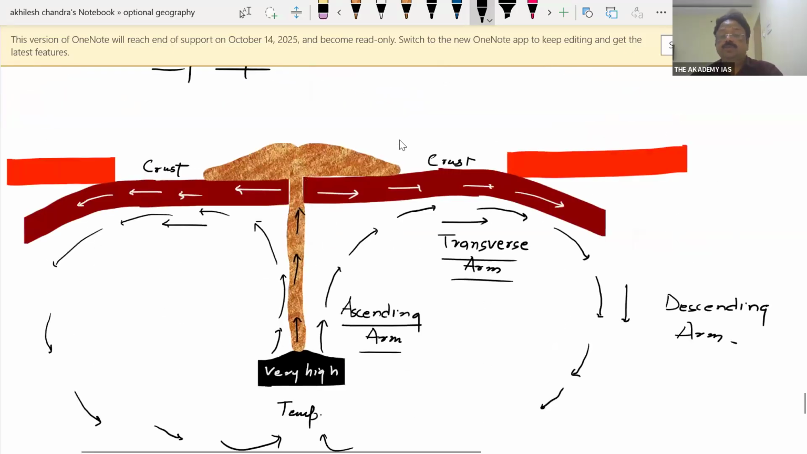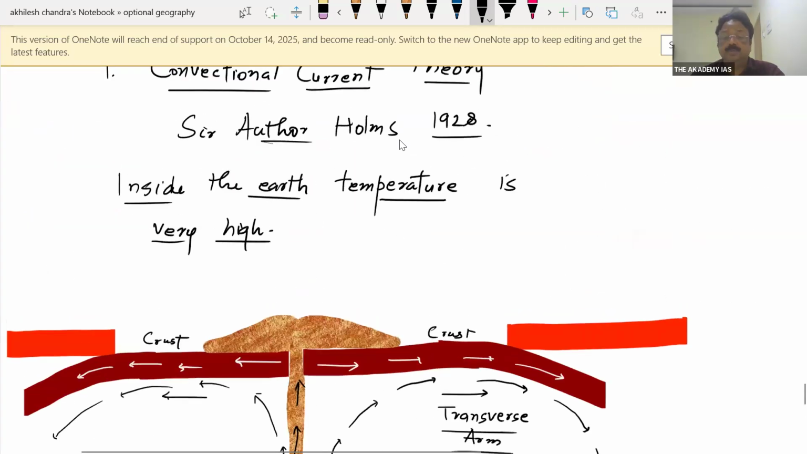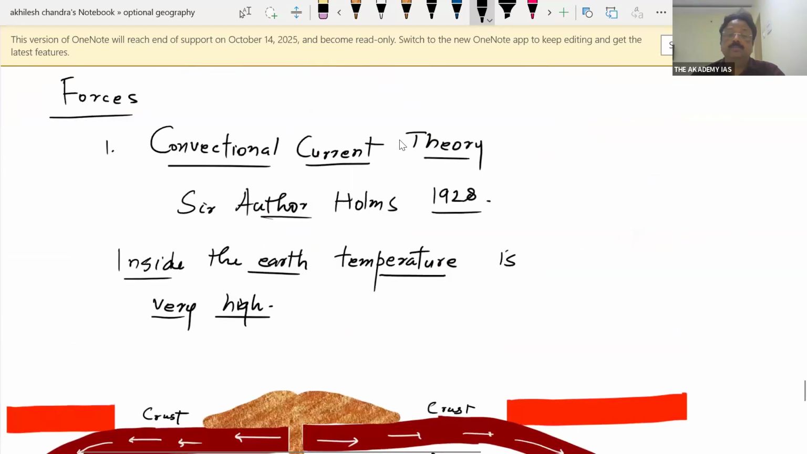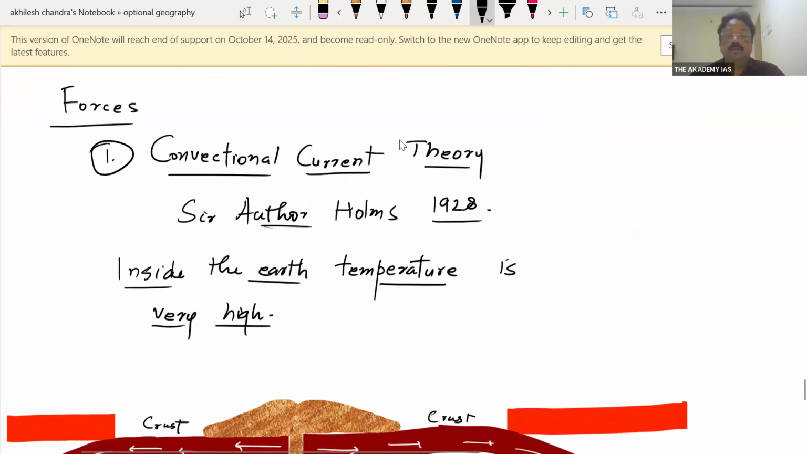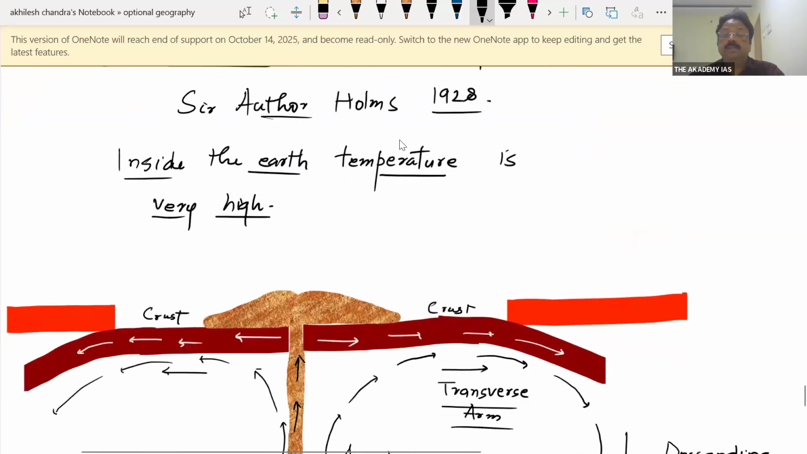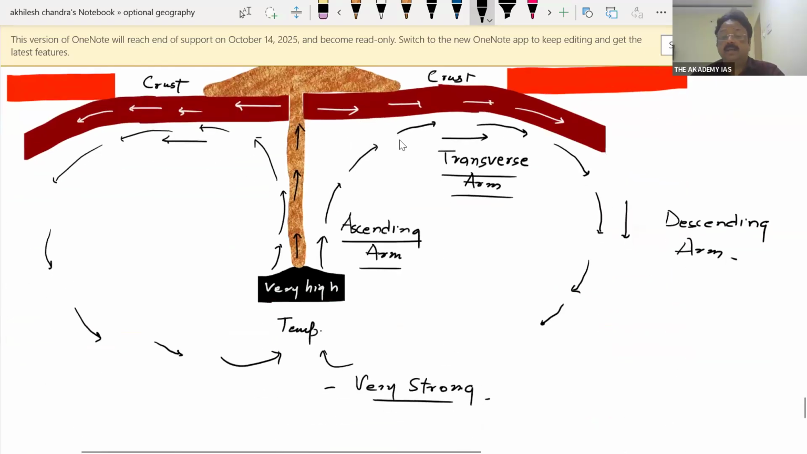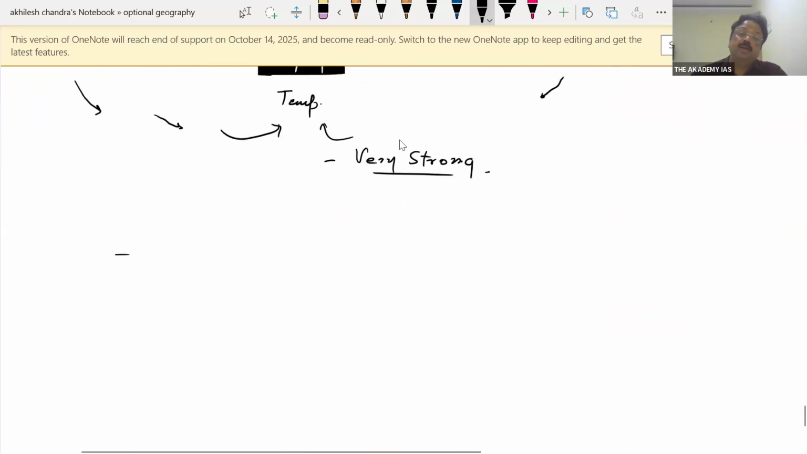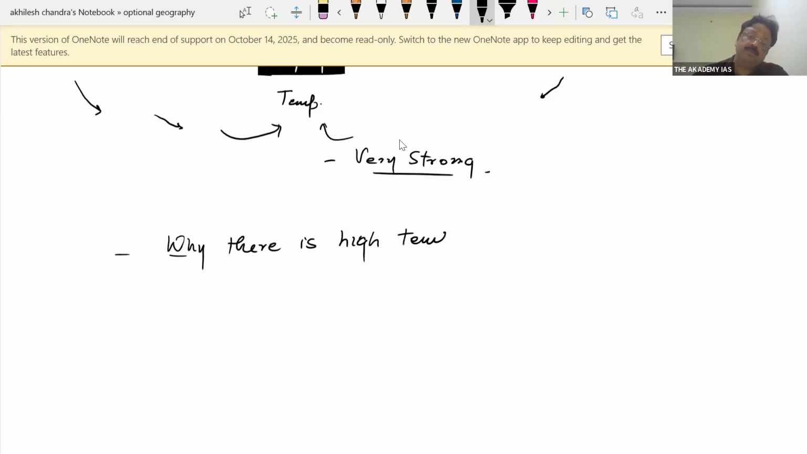The upper part of the mantle is called the asthenosphere. So you will find these convectional currents are rising in the mantle, and these convectional currents are responsible for crustal movement. This is the convectional current theory. Why is the temperature inside the earth high? This is a question. Why is there high temperature?